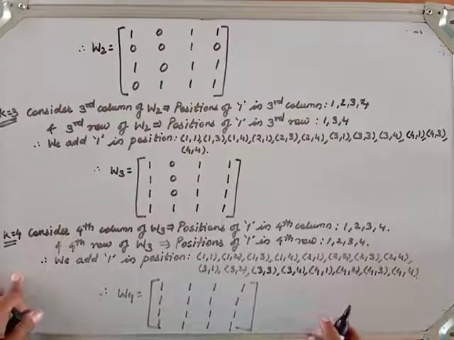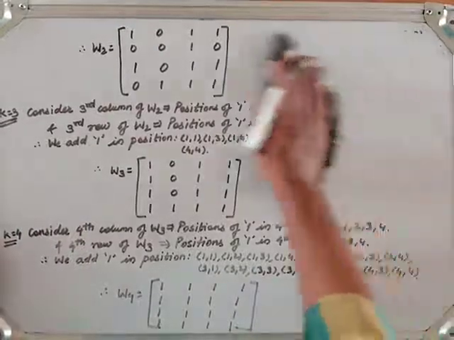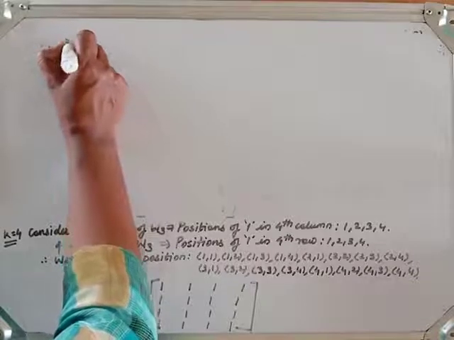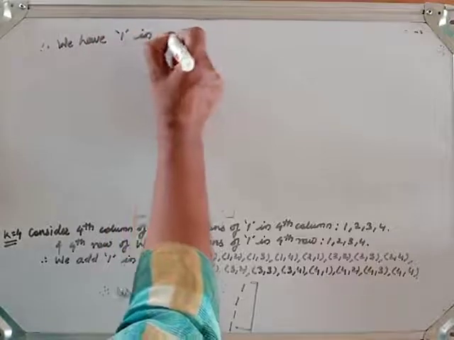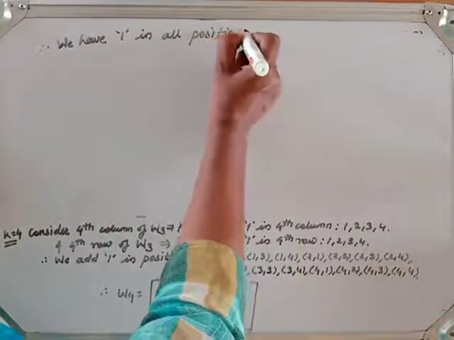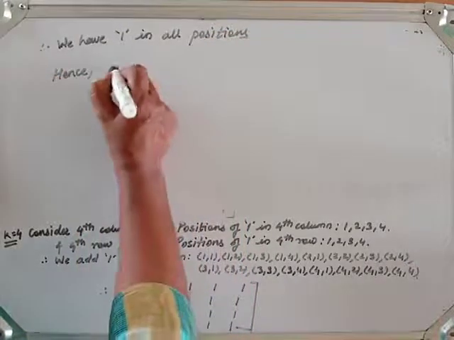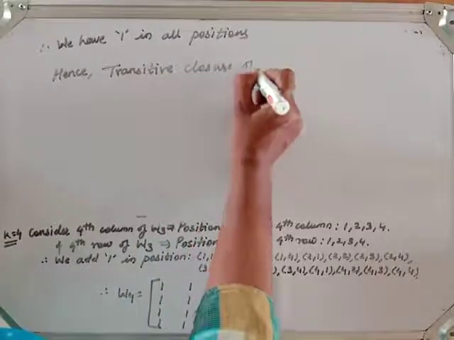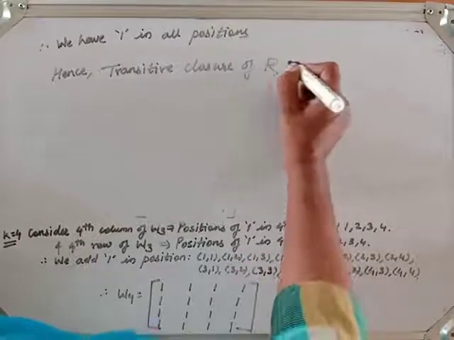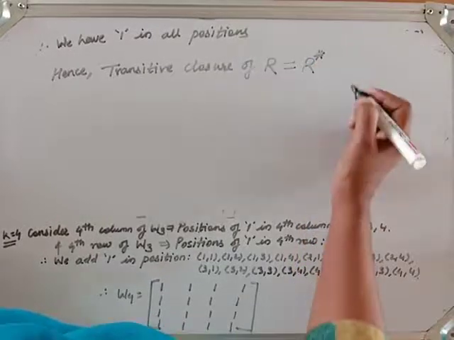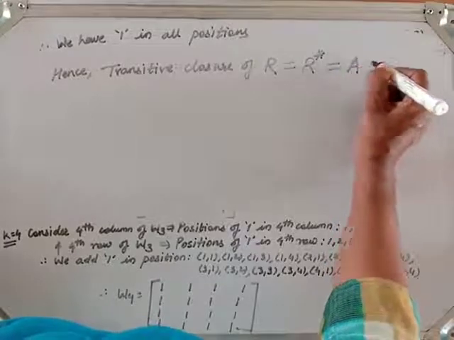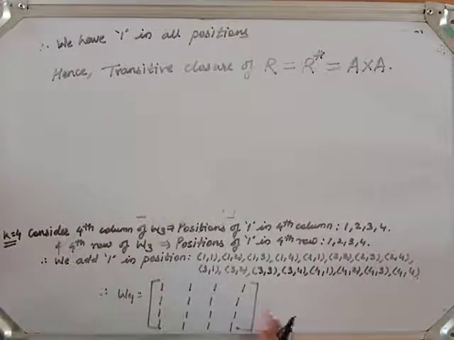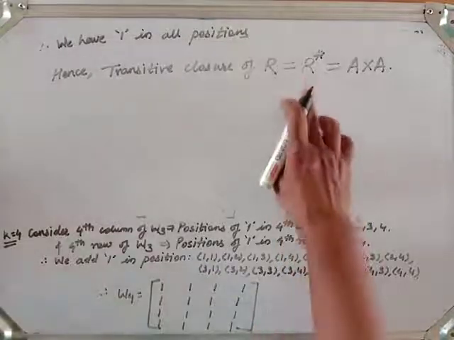So we get that the transitive closure of the given relation R is A cross A. We have 1 in all positions, hence the transitive closure of the given relation R, R star, is equal to A cross A, because each and every pair is in this matrix, or is one here. So the transitive closure is A cross A.